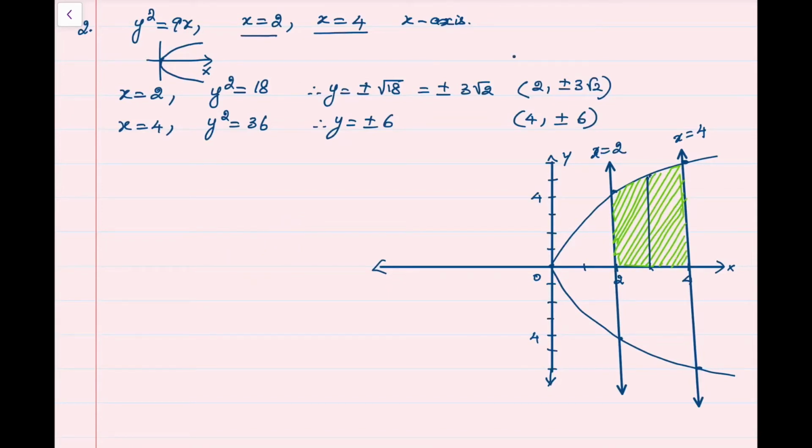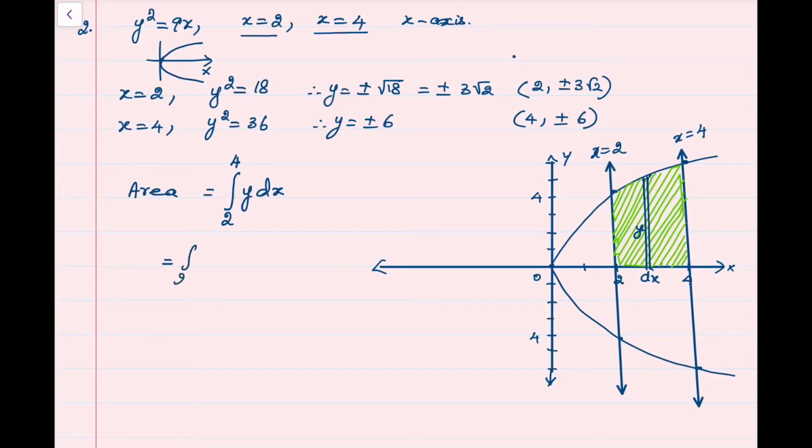If you take a thin vertical strip whose width is dx, height will be y. So area of that rectangle will be y dx. The area is bounded by the x-axis, so we will do integration with respect to x and sum all the rectangular areas between 2 and 4. This is the area of the shaded region.